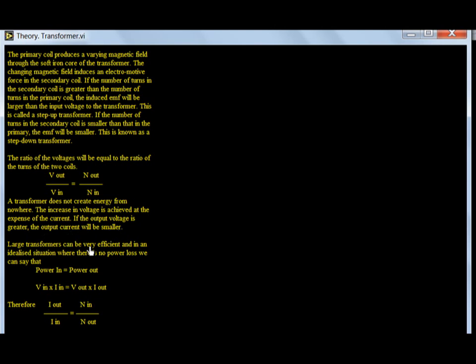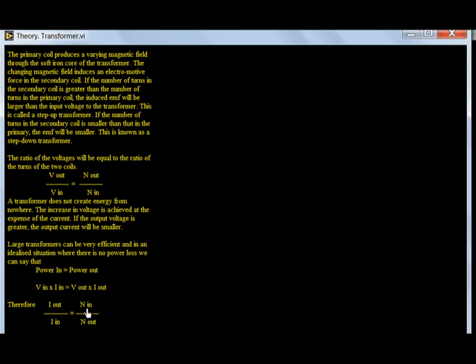Large transformers can be very efficient, and in an idealized situation where there is no power loss, we can say that the power input is equal to the power output. V in times I in is equal to V out times I out, where V in is the input voltage, I in is the input current, V out is the output voltage, and I out is the output current. Therefore, I out over I in, which is the output current over the input current, is equal to the number of turns of input over the number of turns in the output coil.